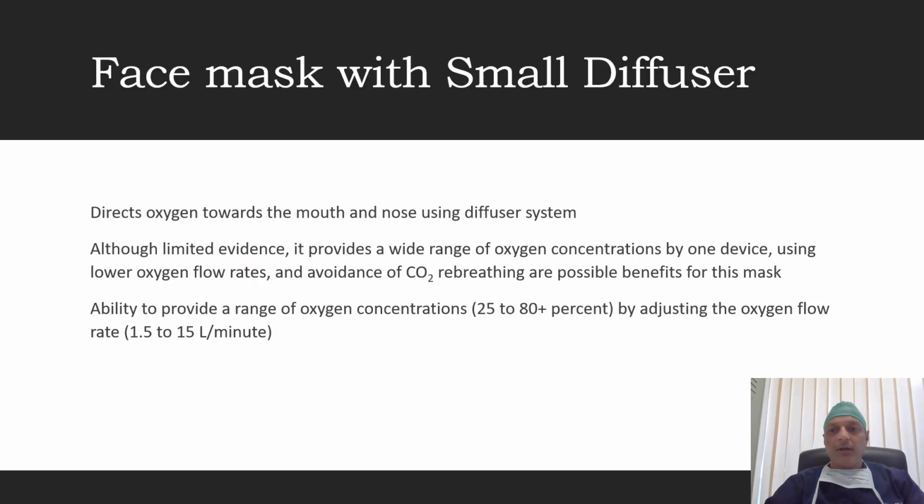Now coming to another type of face mask, that is the face mask with small diffuser, because it has a small diffuser system which directs the oxygen towards the mouth and nose. It has the ability to provide a range of oxygen concentration from 25 to more than 80% just by adjusting the oxygen flow rate from 1.5 to 15 liters per minute.